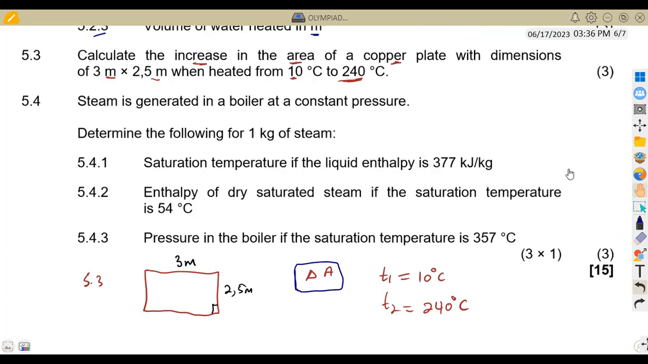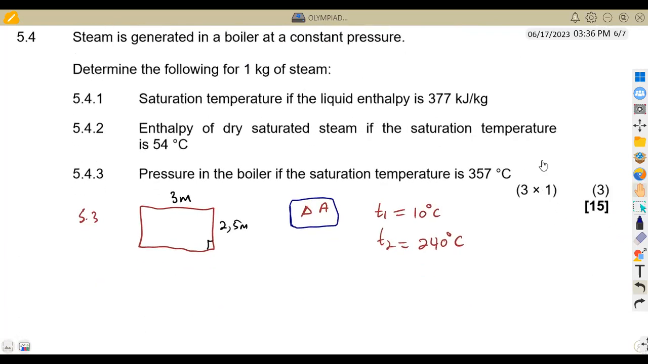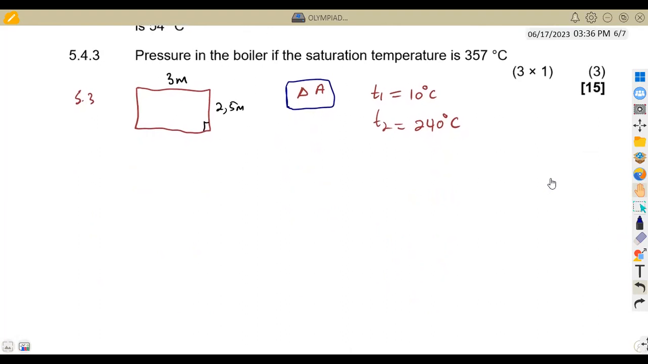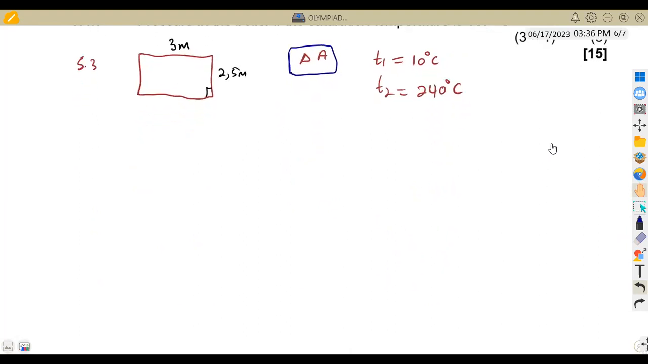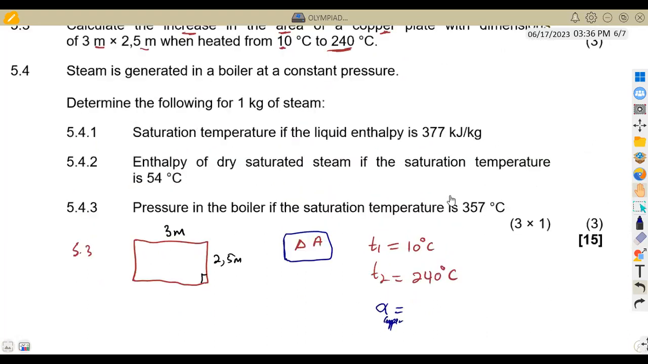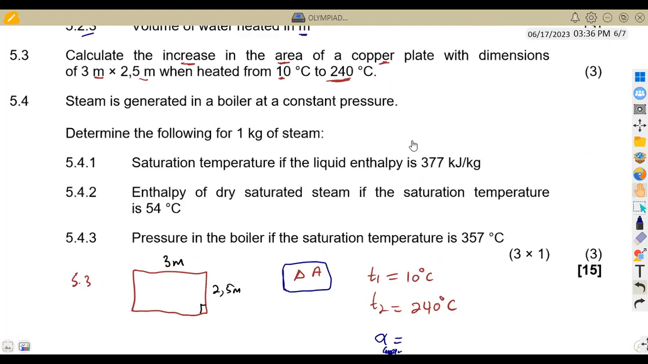All right, so we know that from our formula, we can calculate the change in area as, let me write it this way. Also, in this case, we actually need the linear coefficient of expansion for copper, because we are dealing with a copper plate in this case. All right, this is a copper plate.